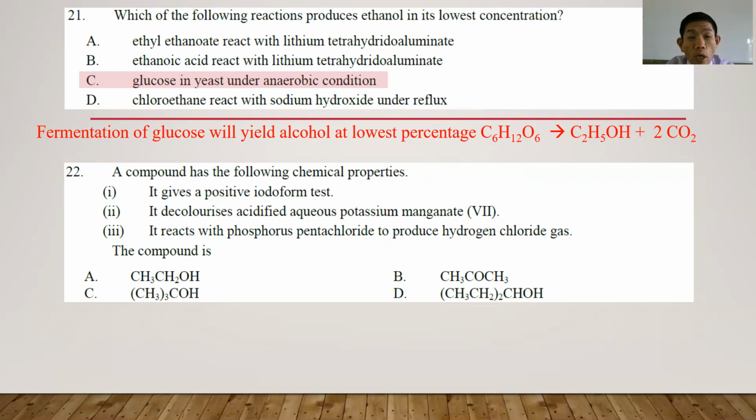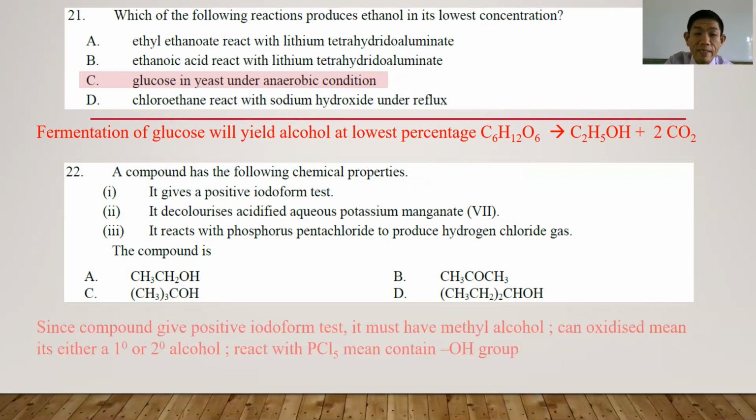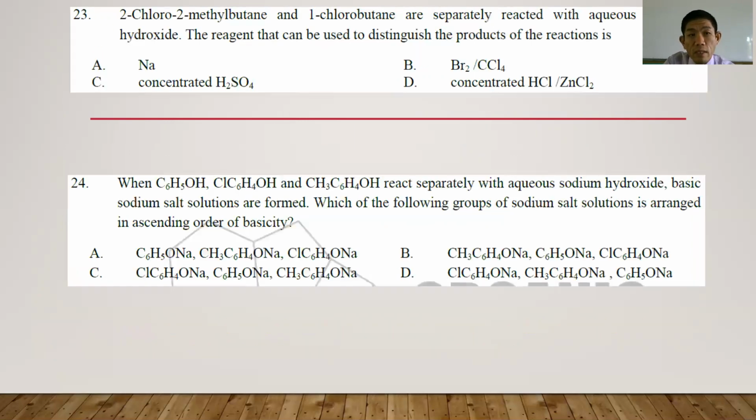Okay, number 2, it decolorizes aqueous potassium manganate. So it seems that only ethyl alcohol can, but not this carbonyl compound. So A is better answer. And finally, it reacts with phosphorus pentachloride, which further confirms that A is the best answer for this question number 22 because it can react with all the 3 species shown below. Okay. Then we have question number 23.